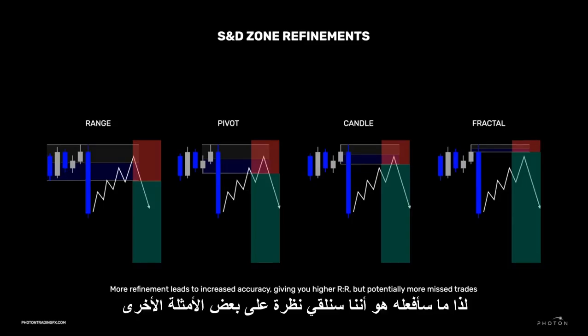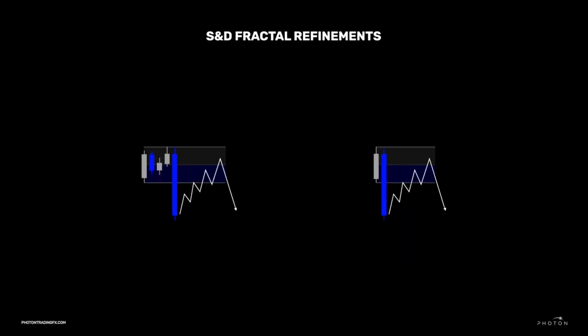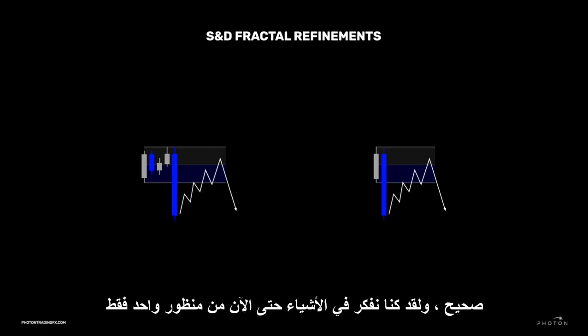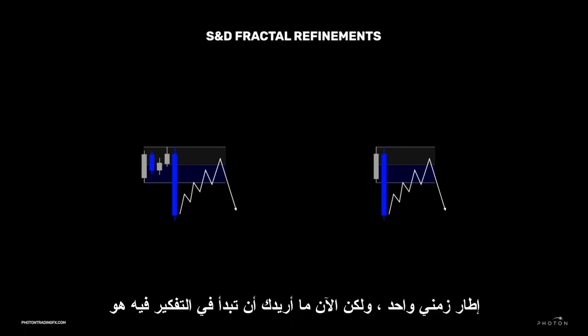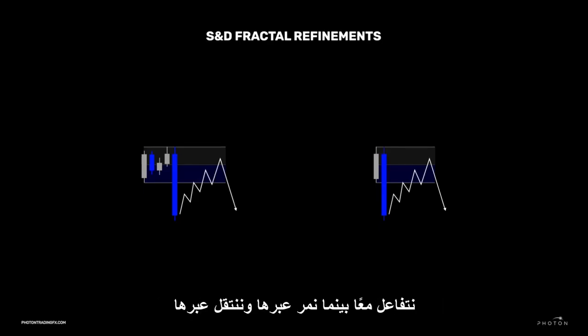So now what we're going to do is look at a few more examples of fractal refinements that we can use as valid zones within the market. So we have range created supply and pivot created supply, right? And we've been thinking about things so far just in terms of one single time frame. But now I want you to start thinking about multiple time frames and how these different time frames will be interacting together as we flick through them.